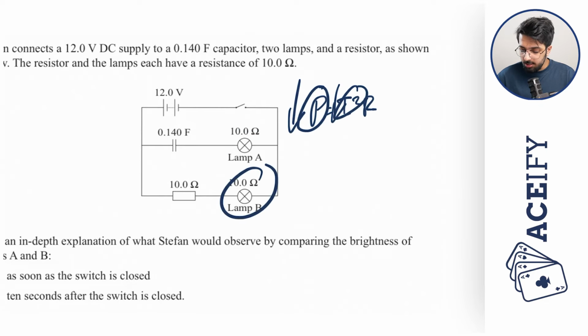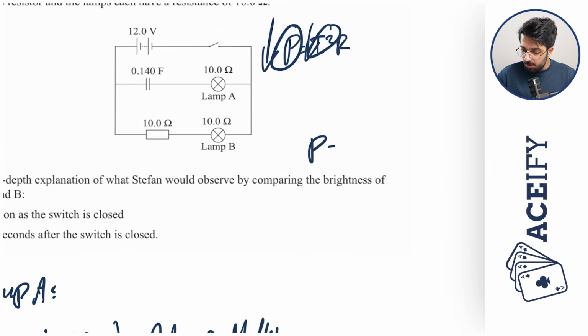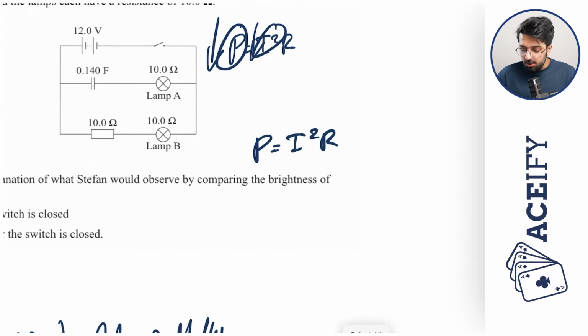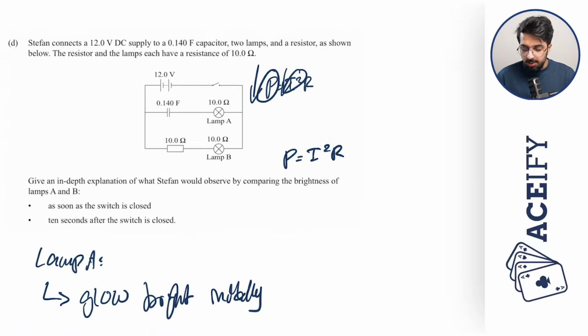However, for lamp B, in this branch, there is no capacitor. But because P is equal to I squared R, because the bottom branch has a higher resistance value because there is a resistor here, the power used by lamp B will be less than lamp A, and so therefore lamp B will glow less bright. However, because it does not have a capacitor in this branch, it will continue to glow even after lamp A has stopped glowing. And so you can write that in words.